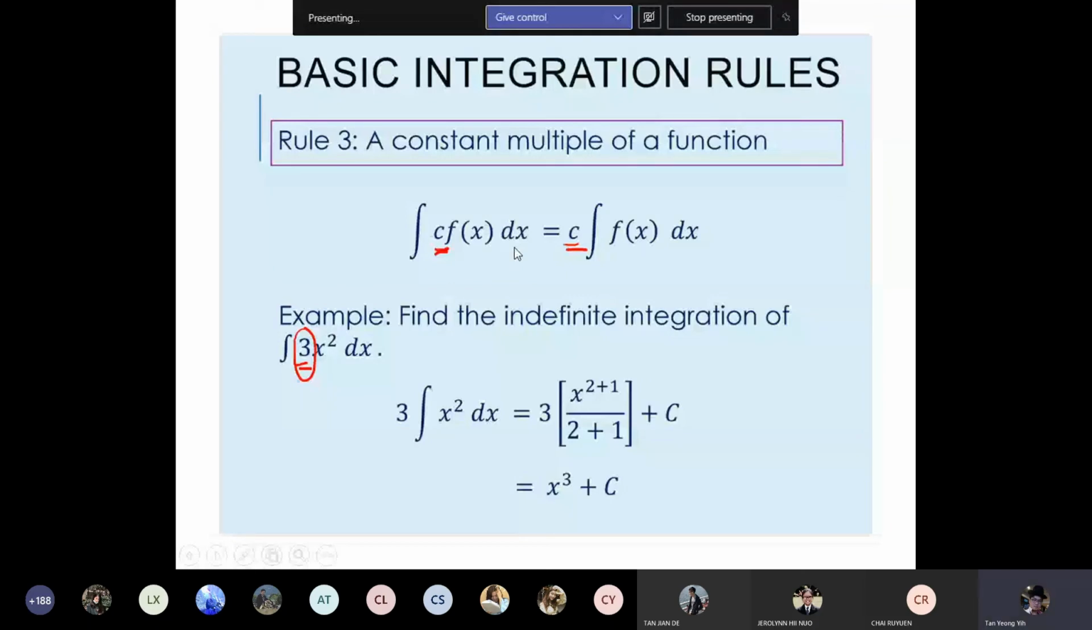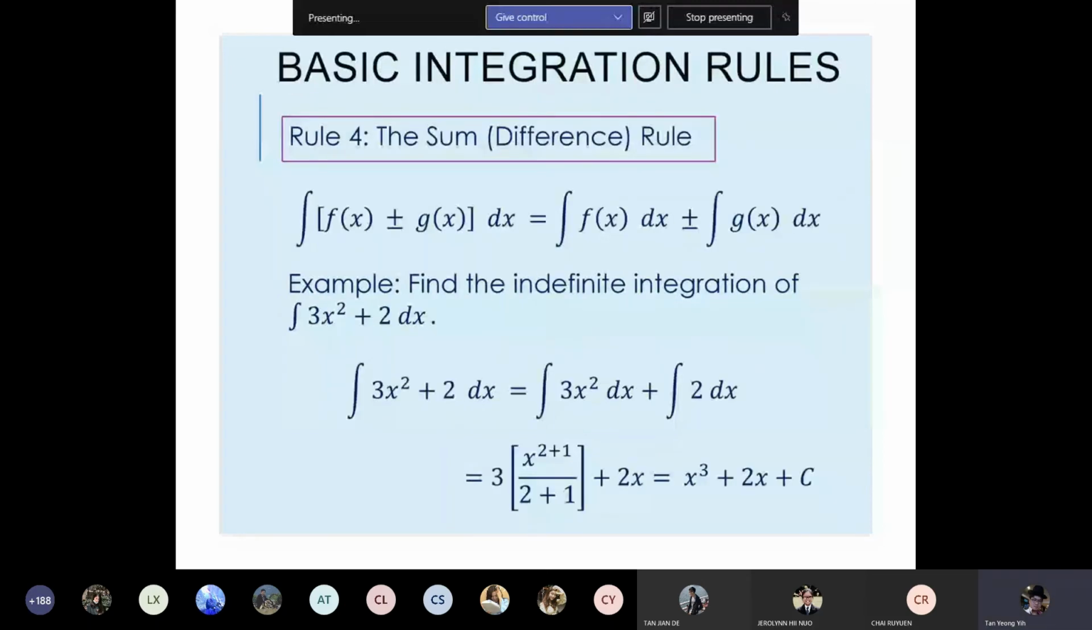So for this question, we put the 3 aside. 2 plus 1 is 3, and divided by 3, plus c. After that, the 3 here we can actually eliminate. So we have x to the power of 3 plus c.